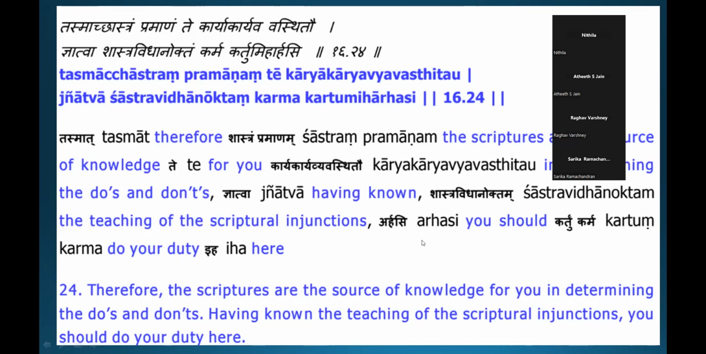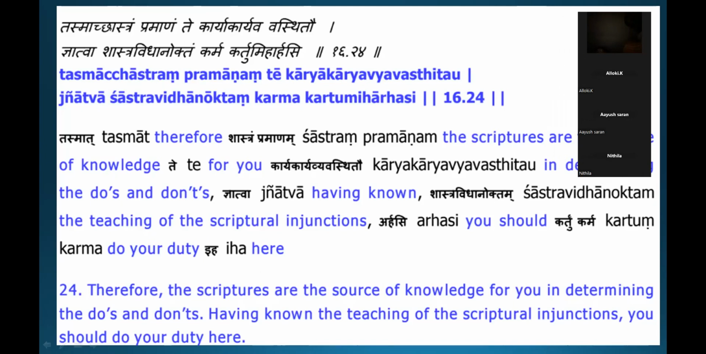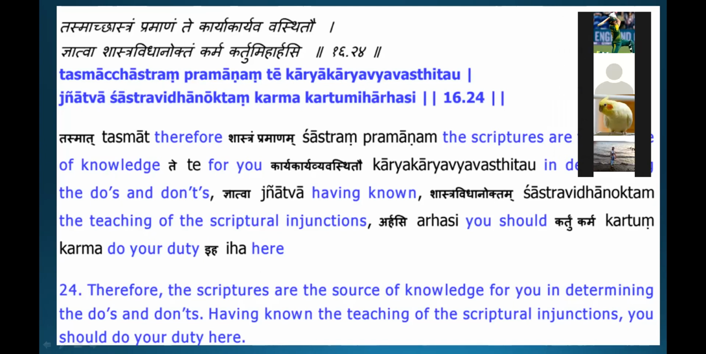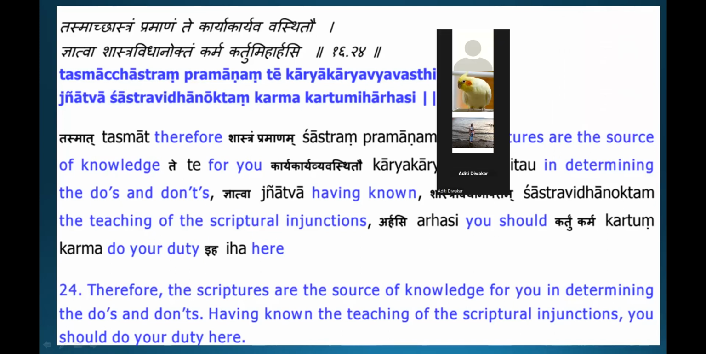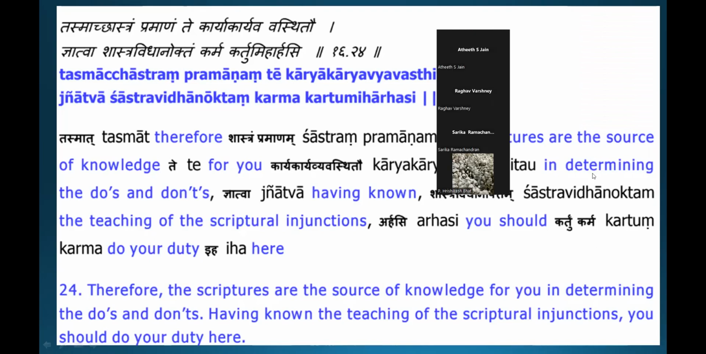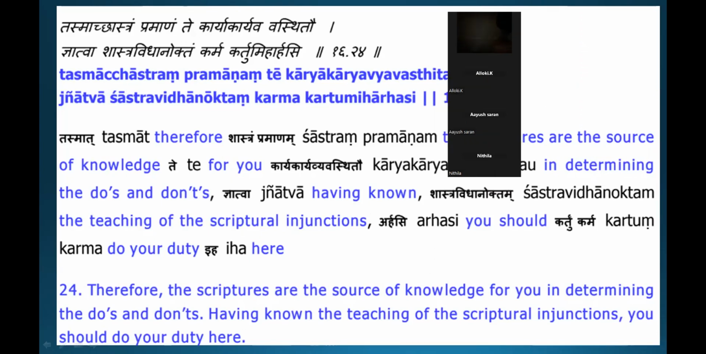Tasmat means therefore, Shastram Pramanam, which means scriptures are the source of knowledge. Te is for you. Karya Vyavastithau, in determining the do's and don'ts. Jnanatva, having known. Shastra Vidhanoktam, the teaching of the scriptural injunctions. Arhasi, you should. Kartum karma, do your duty. Eha, here. The literal meaning is as follows. Therefore, the scriptures are the source of knowledge for you in determining the do's and don'ts. Having known the teaching of the scriptural injunctions, you should do your duty here.